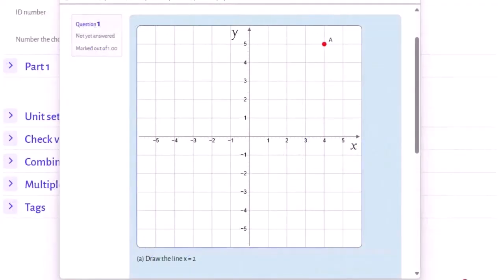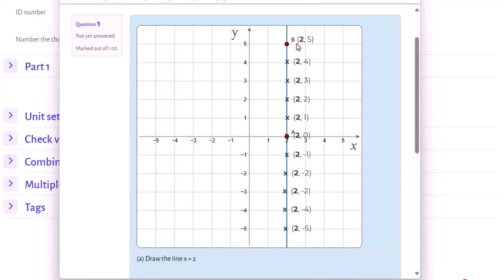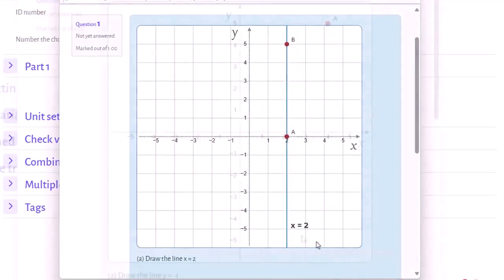All right, another type of question that comes up in your exam is something like this, where it will say draw the line, and in this case x equals 2. So what does that mean? It means we take this point here, and we want x to be 2. So x is 2 here, and then we draw a line through that point. So every point on this line has x coordinate 2, and we would label this line x equals 2.